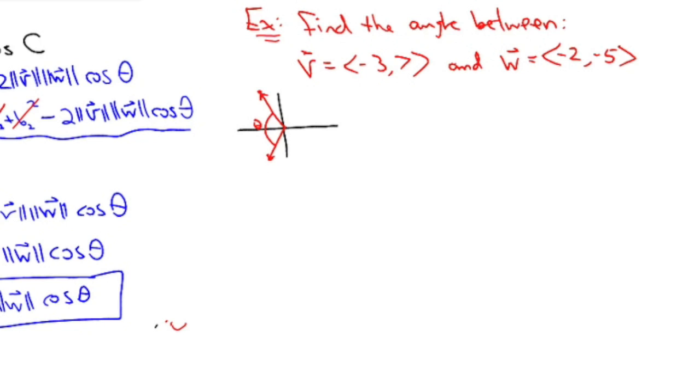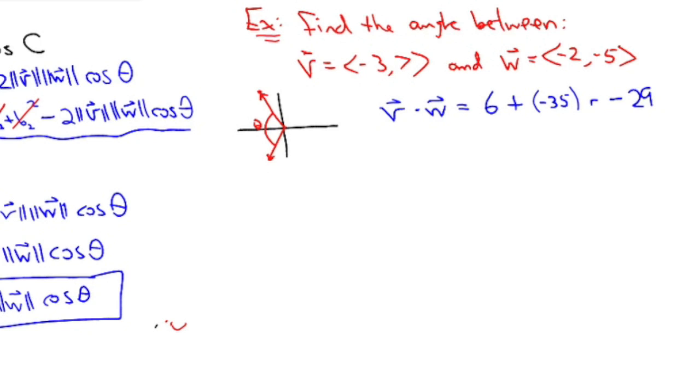All right, so what do I need to do? Well, the formula says I need a few things. I need v dot w, I need the magnitude of v, and I need the magnitude of w. So some side work, v dot w. What's it equal? Positive 6, plus negative 35, better known as negative 29.